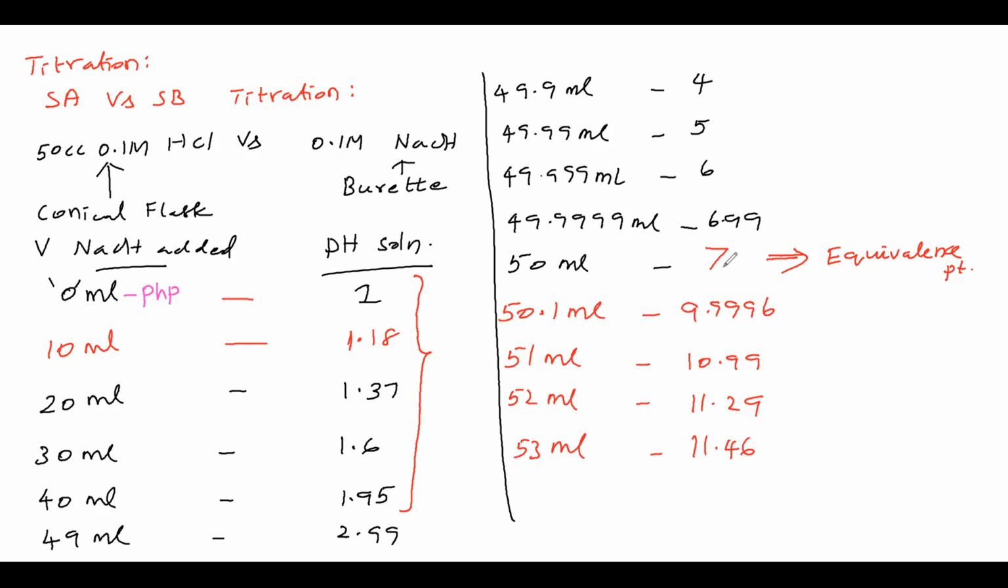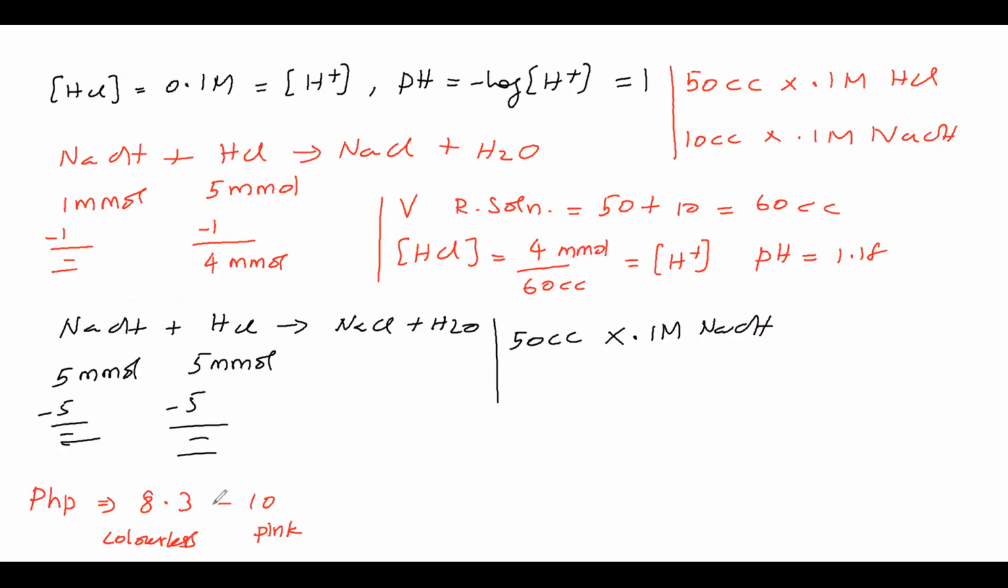Now from here we are going further. What will happen? What color will the conical flask solution exhibit, do you think? For that, we will see the pH range of the indicator. The phenolphthalein pH range is 8.3 to 10. Up to 8.3, phenolphthalein will exhibit colorless, the unionized form color. From 10 onwards, it will appear pink.